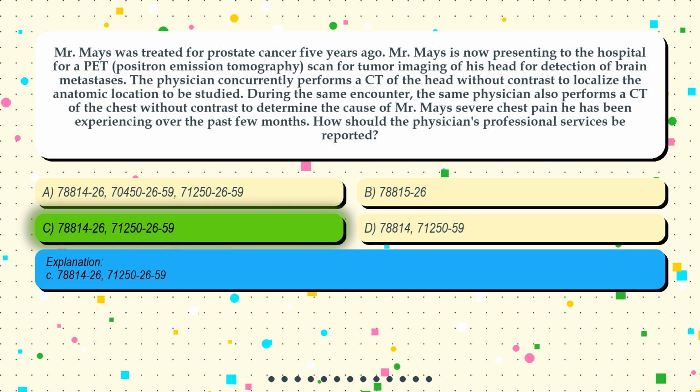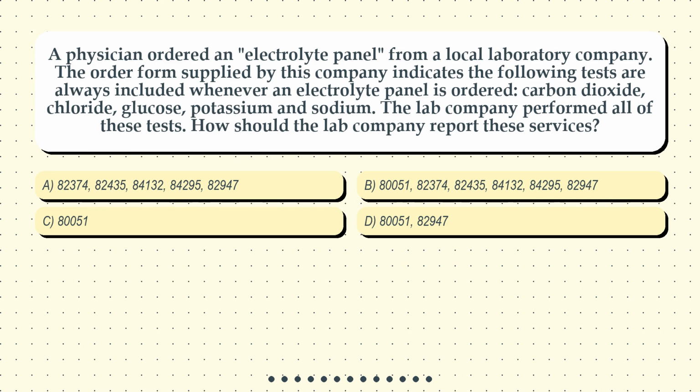Question 4. A physician ordered an electrolyte panel from a local laboratory company. The order form supplied by this company indicates the following tests are always included whenever an electrolyte panel is ordered: carbon dioxide, chloride, glucose, potassium, and sodium. The lab company performed all of these tests. How should the lab company report these services?